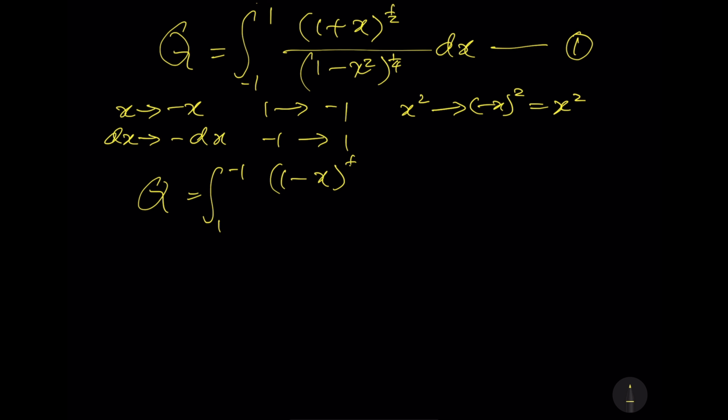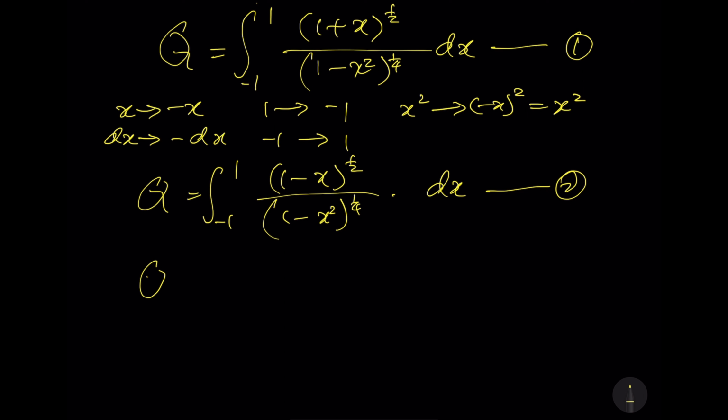Numerator is 1 minus x power half, while denominator is 1 minus x squared power quarter, and then multiply negative dx. As usual, we can cancel the negative by swapping the integration bound. Label it as equation 2. Now we can apply equation 1 plus equation 2. Left hand side is 2q, but we bring the 2 to the right hand side become 1 over 2.